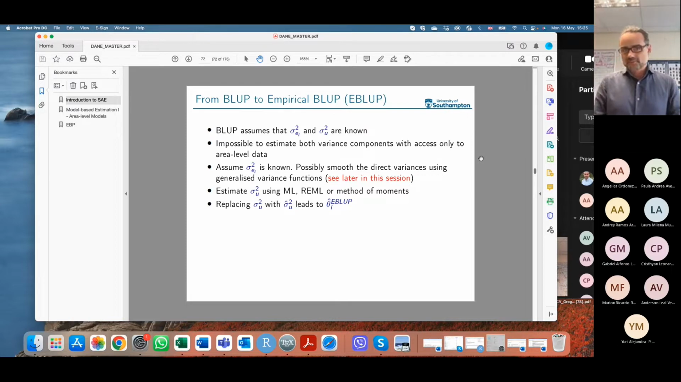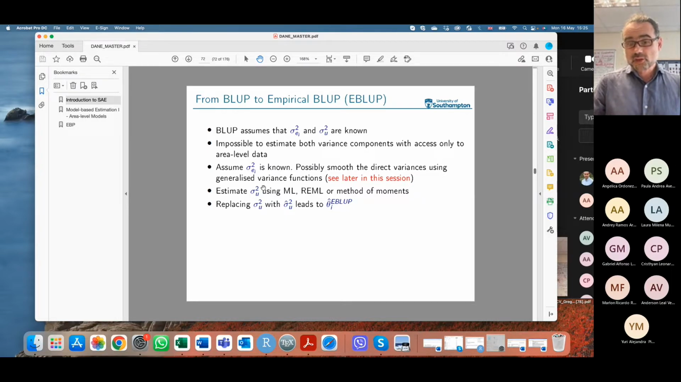Of course, with the data we have, it is impossible to estimate both variance components because we have access to only area level data, okay? So we have one observation per area, okay? So what we do for the Fay-Herriot model, we assume that sigma squared EI, so the variances of the direct estimates, are known, okay? And what we do is we estimate sigma squared U with our data.